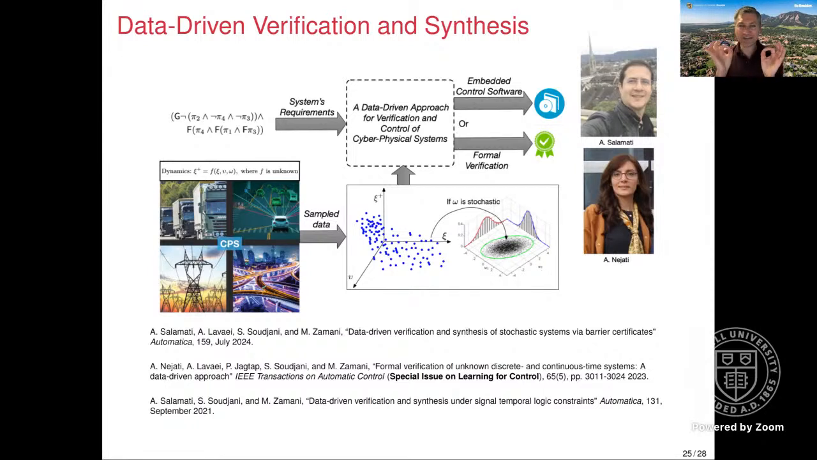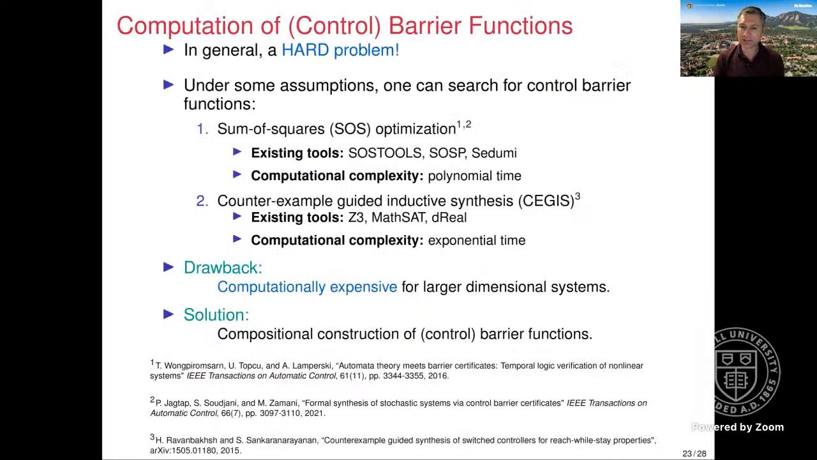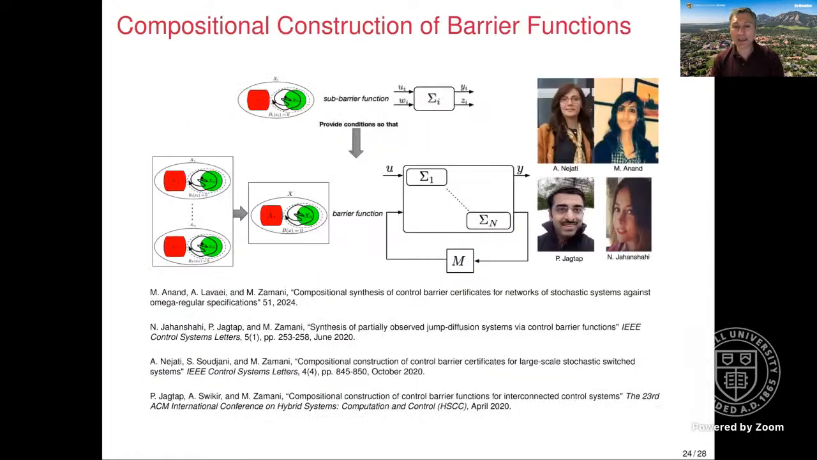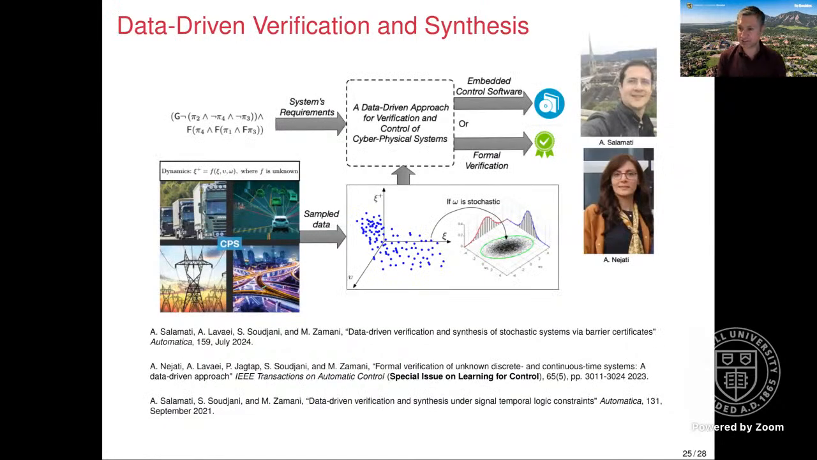But still, I cannot claim that function is a true barrier. Why? Because I search for a function using only finitely many data points. I cannot claim that function satisfies all the conditions of the barrier for unseen data, right? It is correct for seen data, but it doesn't mean it's correct for unseen data. And that's where we impose some conditions.